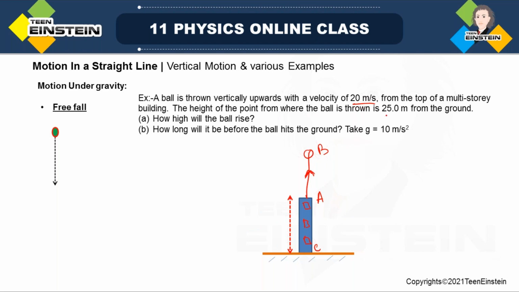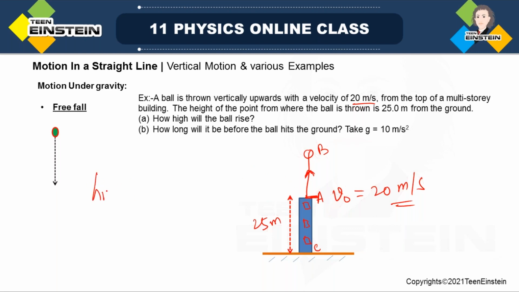The height of the point from where the ball is thrown is 25 meter. That means this is 25 meter from the ground. How high will the ball rise? This is the first question. That means you have to find the maximum height it will rise. You have been given initial velocity v0 from A to B. The ball is thrown from A with a velocity of 20 meter per second. This is the initial velocity, and you have been asked to find how high. So if you want to measure the height from A to B, you can use a formula.